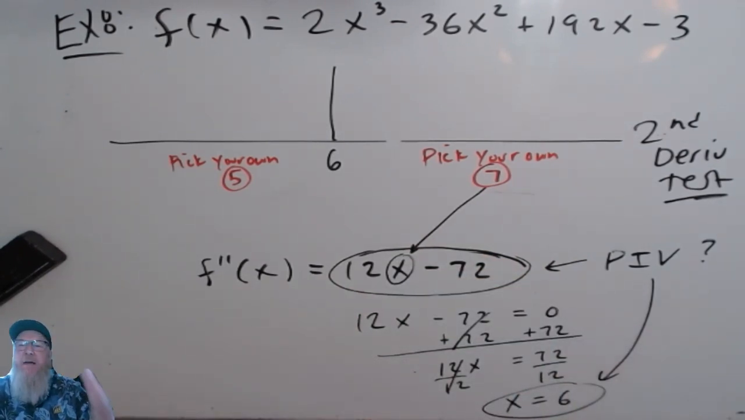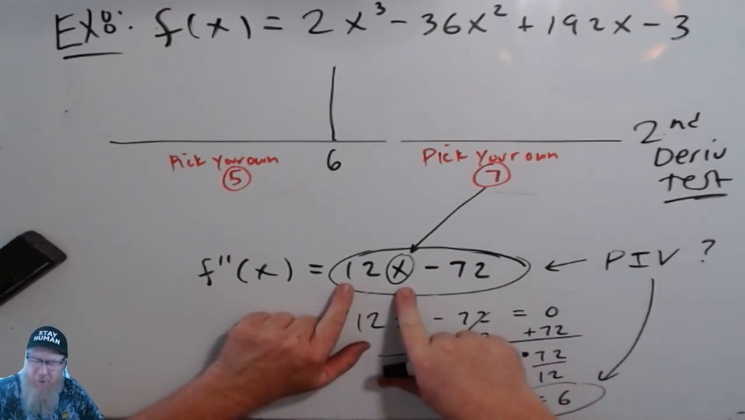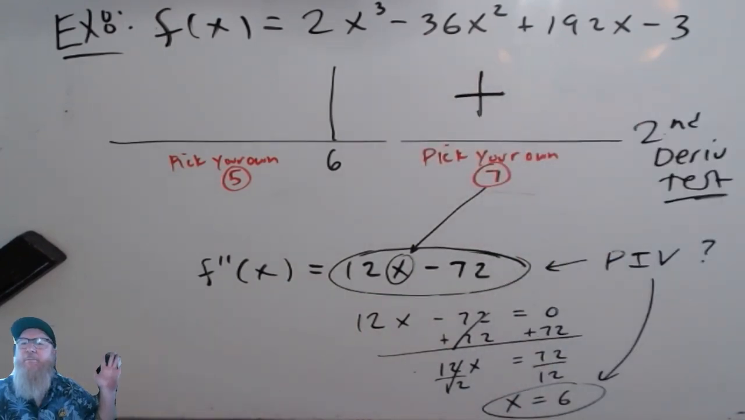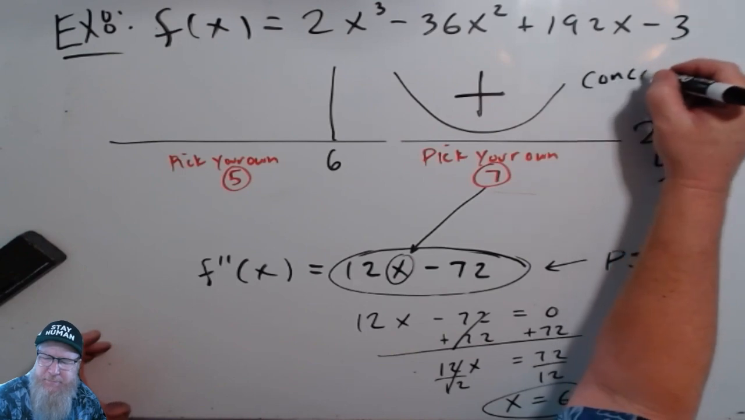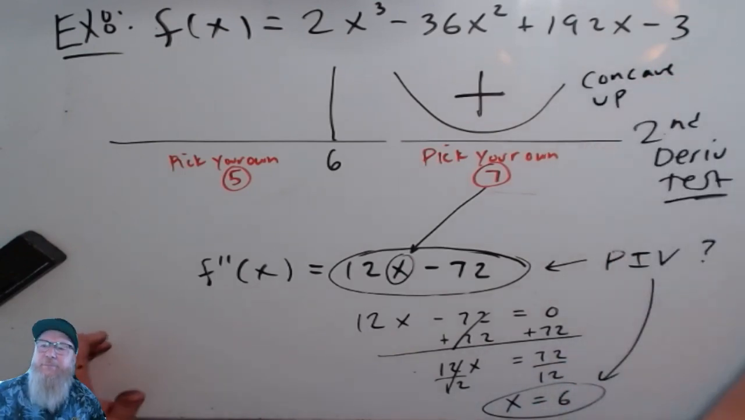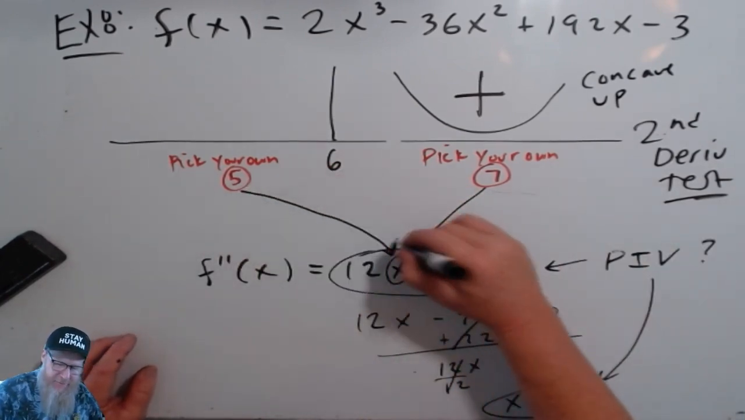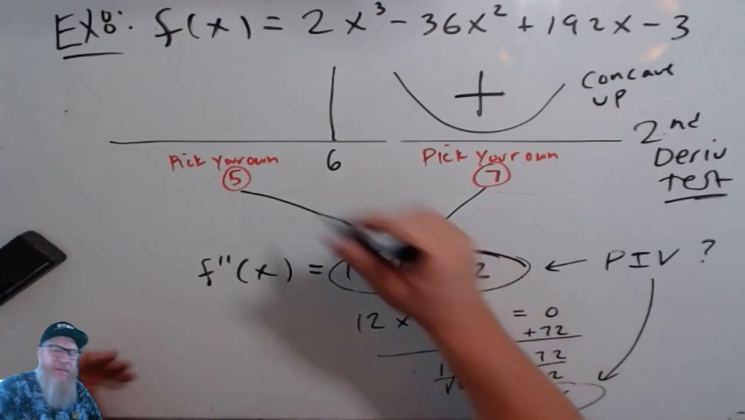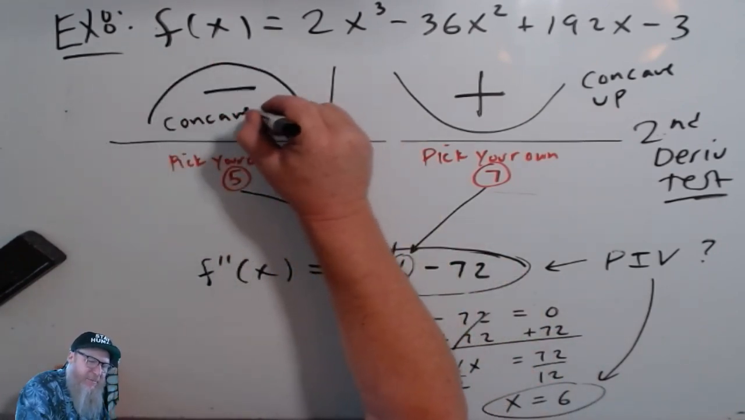You can do this with mental math or a calculator. 12 times 7 is 84. 84 minus 72 is positive. That's all you care about. So that means it's concave up. All right. Now plug in 5. 12 times 5 is 60. 60 minus 72 is negative. So that means it's concave down.